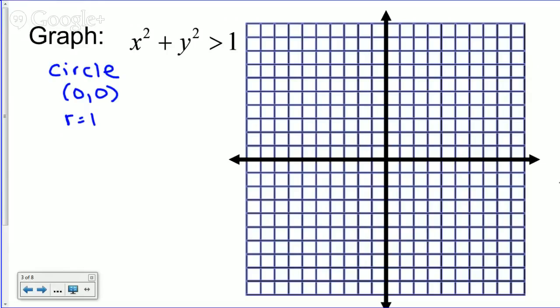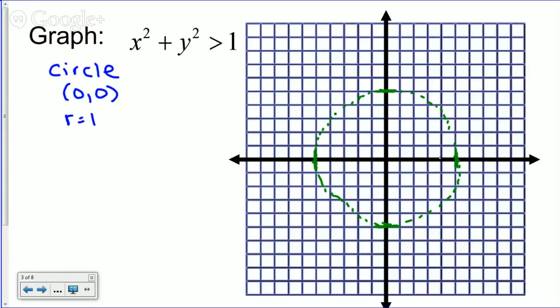I'm going to change this graph a little bit. Instead of going by ones, we're going to go by a fifth. So 1, 2, 3, 4, 5. This kind of zooms in my graph here. Notice we have a greater than, so that means I have a dotted line connecting these radius points. Okay, so there's my circle.